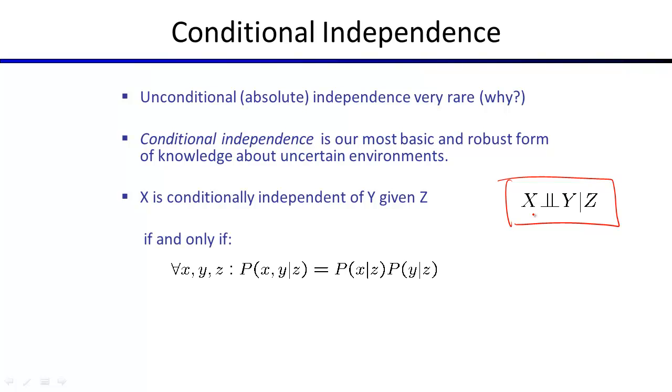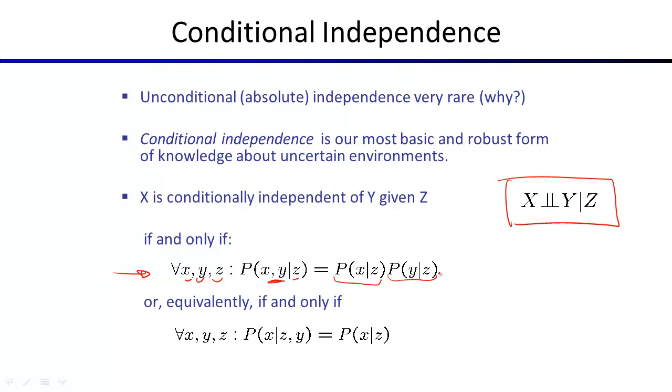The definition is that this conditional independence of x and y given z is true if and only if for all x, y, and z, the joint over x and y conditioned on z is the same as the conditional of x given z times the conditional of y given z. So it's showing that once you know z, there's nothing you need to model about the interaction between x and y anymore.